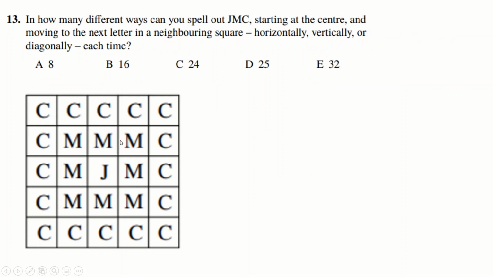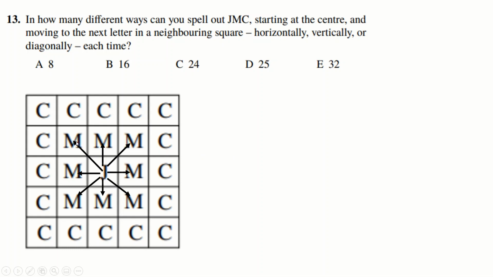Excellent. Question number 13, so we're going to draw some lines to make the spelling JMC. So we're going to start at the J and go outwards. Now there are 8 places to go from the J, either there, or there. And now, okay, so you've got 8 choices for the first bit that you do.